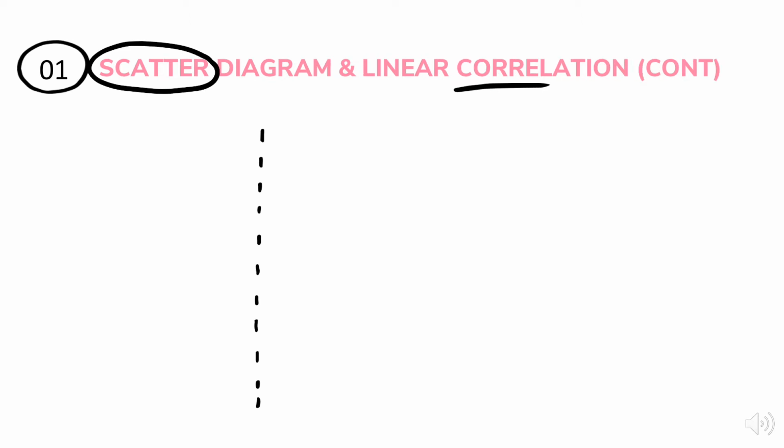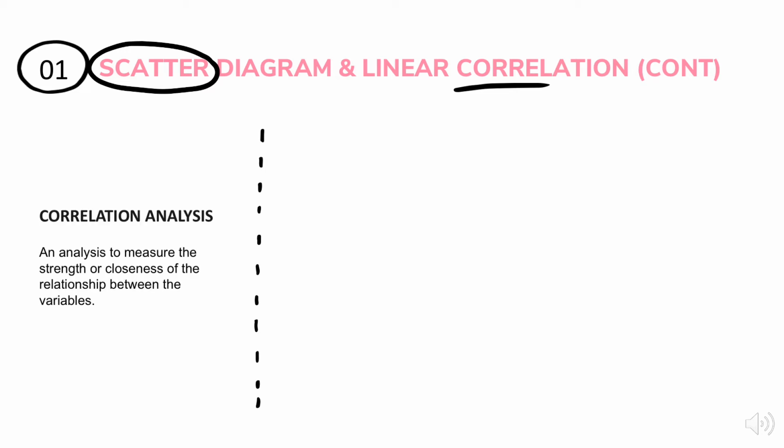So now let's move on to linear regression. Once we have a scatter diagram, we need to analyze the trend of the relationship between the two variables. This can be done by correlation analysis. Basically, it is an analysis to measure the strength or closeness of the relationship between the two variables. So how to do the analysis?